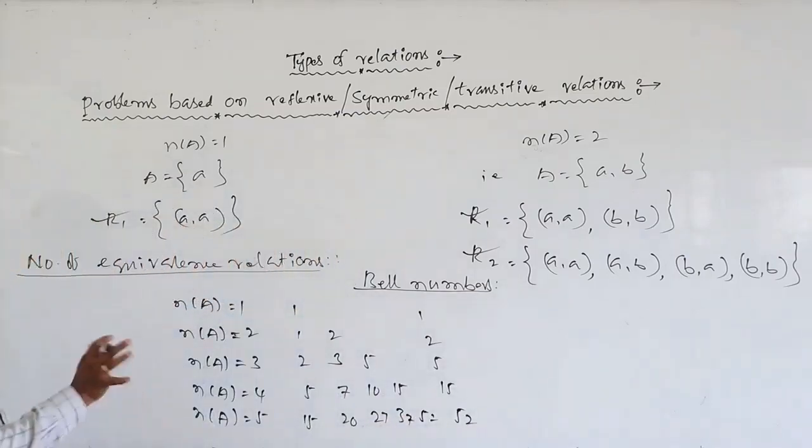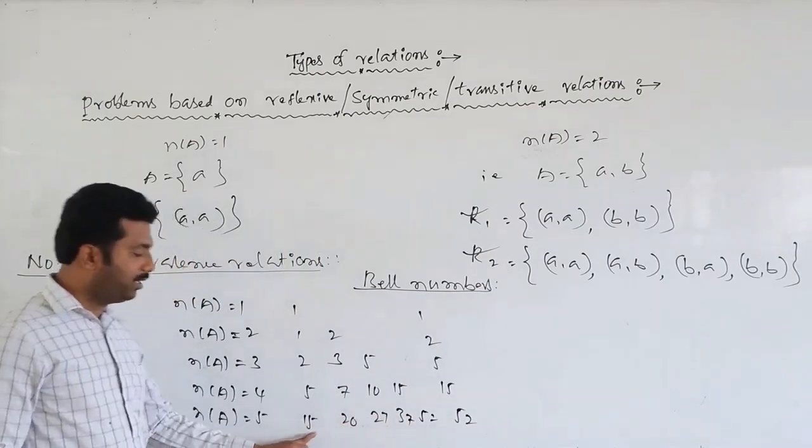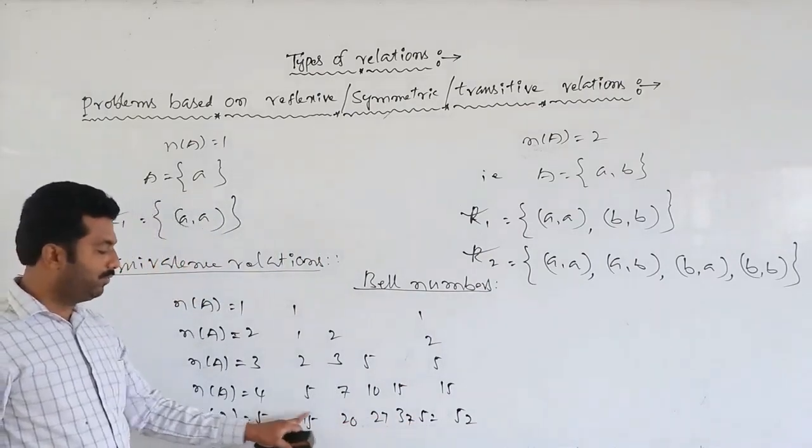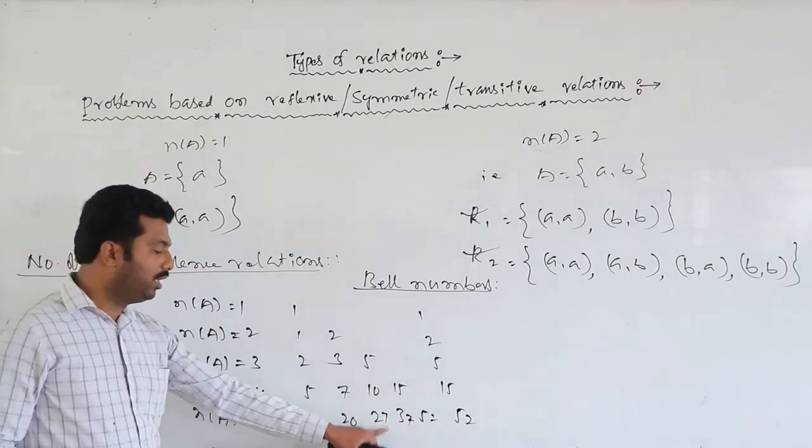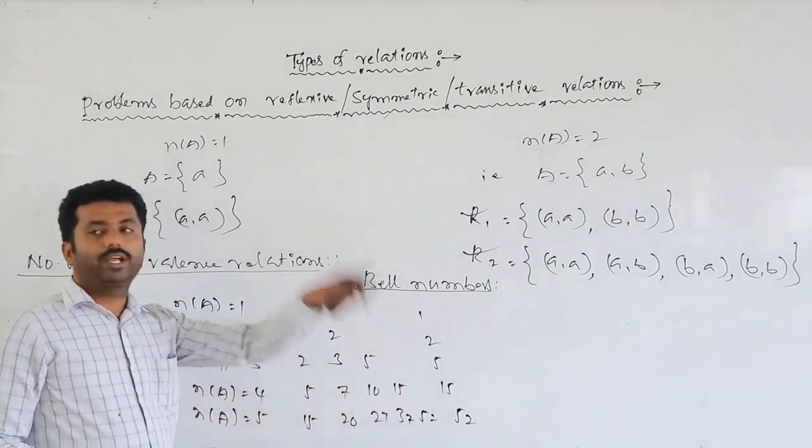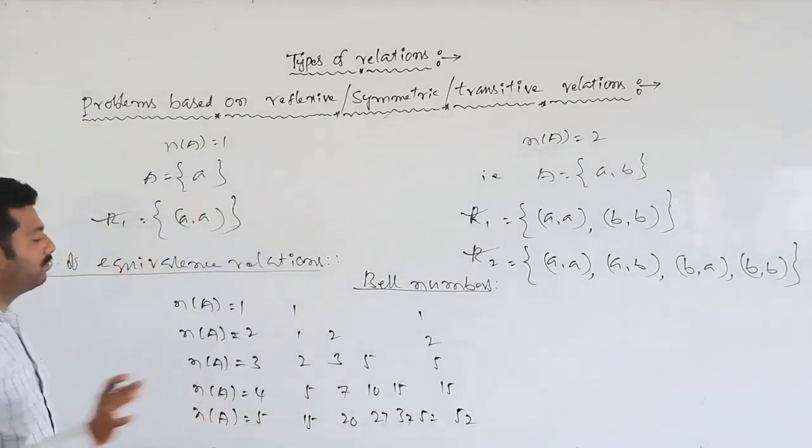So like this it will go. Again 52, it ends with 52, so again start with 52. 52 plus 15, and again this number plus 20. If you continue, the whole sequence will come.